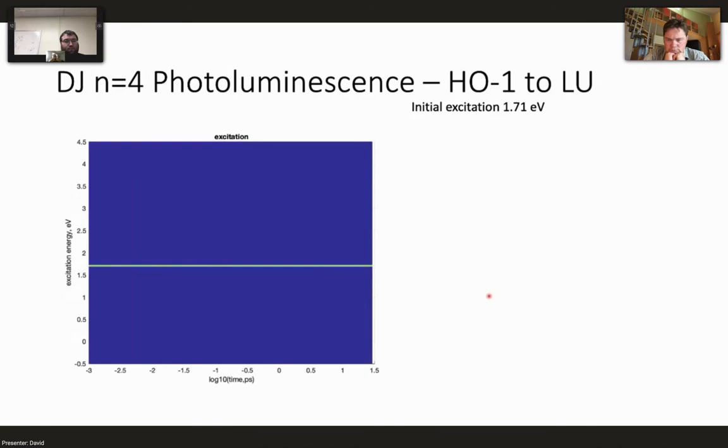And I had the same issue with the time integrator for the N equals 4 model, where I was looking at HOMO minus 1 to the LUMO, and we see a peak during the entire time range that I'm showing at the initial excitation value.